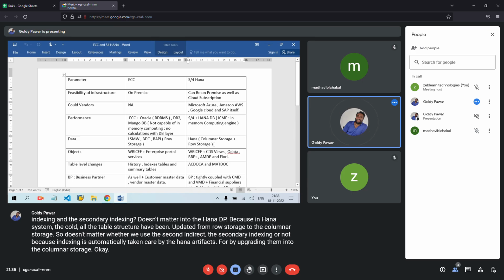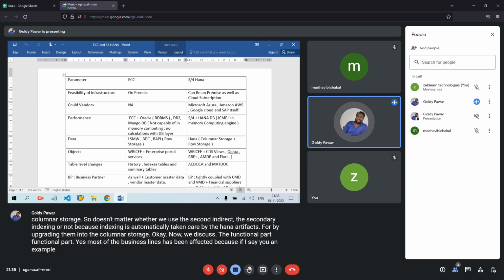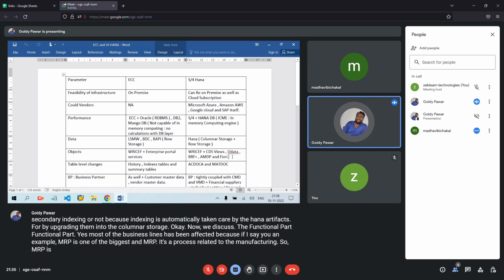Okay. Now we discuss the functional part. Functional part, yes, most of the business lines have been affected, because if I give you an example, MRP is one of the biggest. MRP is a process related to manufacturing. So MRP is one of the oldest.